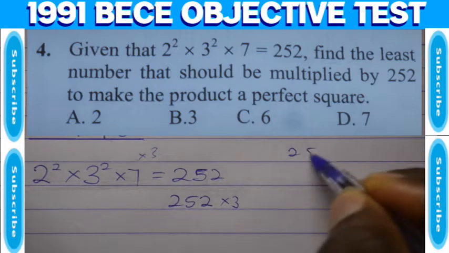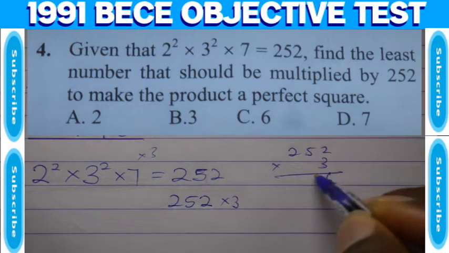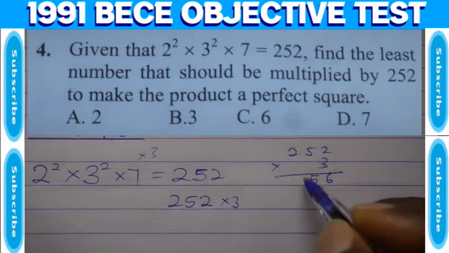So we have 252 times 3 over here. We have 6. We have 15. We write 5, remainder 1. 3 times 2 is 6 plus 1. The remainder 1. We have 7. 756.